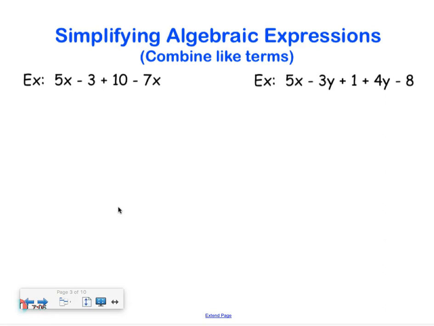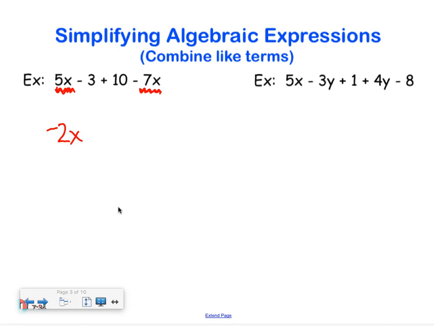So I always start with my first term. So I have a 5x. So I'm looking for another term that has a single x like this one. So the 3 doesn't have an x, the 10 doesn't, but oh, this negative 7 does, so I'm going to go like this. So I know those are like terms. So now I'm going to take 5x minus 7x, and I'm going to get negative 2x, because I know 5 minus 7 is negative 2.